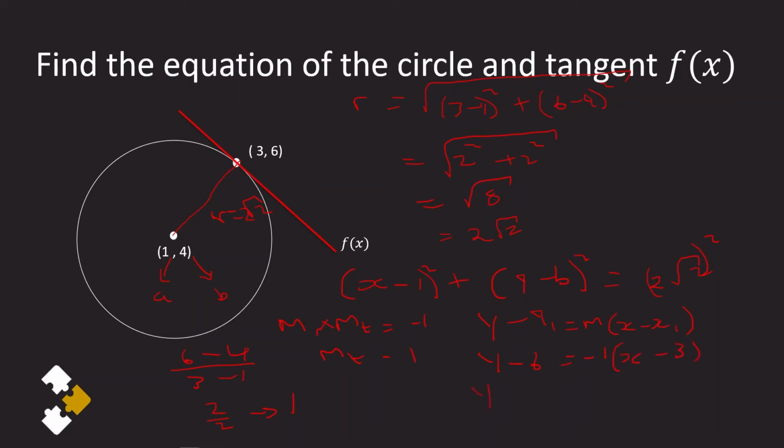So we have y is equal to minus x, then this will be positive 3, then plus 6. This is just going to be plus 9. And that is the equation of the tangent.